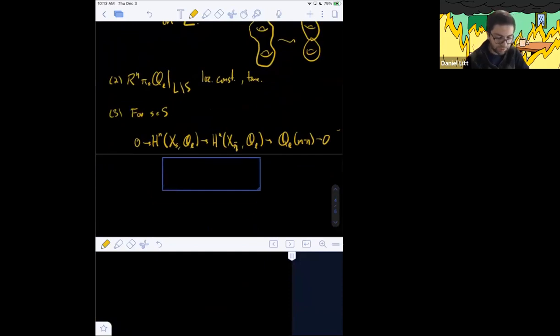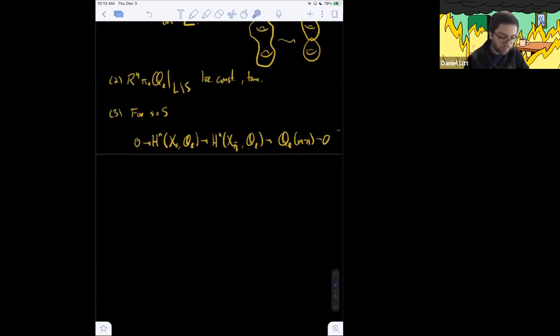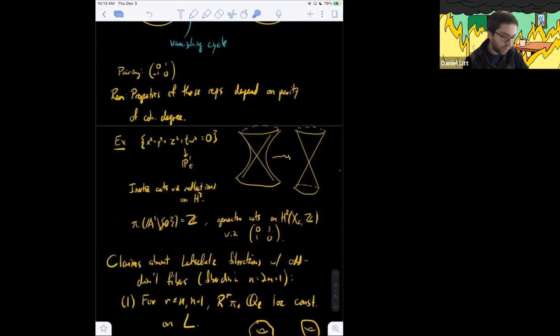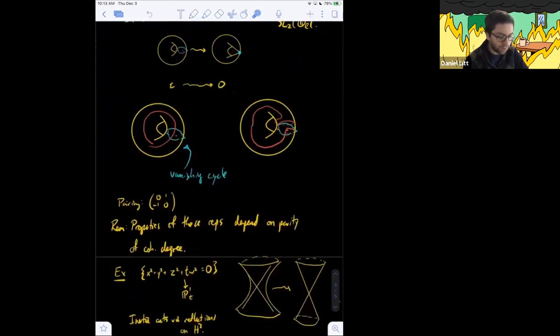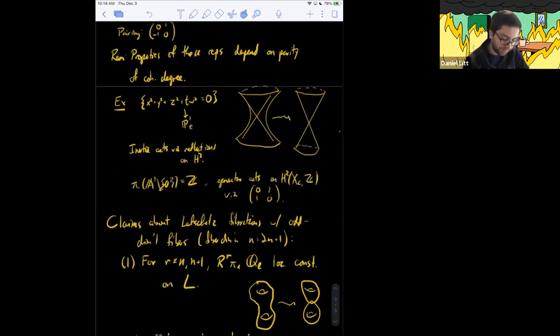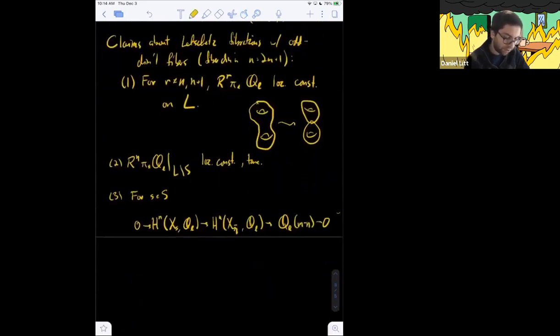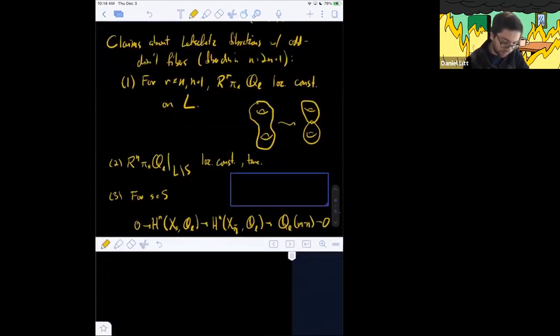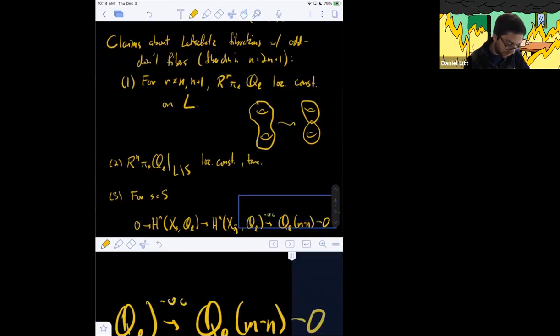Okay, so this map here you should think of in the picture as the map from the cohomology of this torus to the cohomology of this loop. Namely, if you have a cohomology class on this torus, you get a cohomology class on the circle by just restriction. Another way of saying that is that this is going to be cupping with a class which we call delta s.